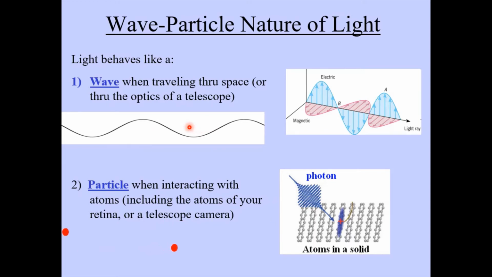It has a wavelength and a frequency and an amplitude and so forth. However, light behaves like a particle. Now these are photons, right? This is here showing a photon modeled as a little wave packet. So light behaves as photon particles when interacting with atoms, including the atoms in your eye, or the atoms in a telescope camera, or even in the digital camera in your smartphone. So in this sense, we think of light as a stream of photons.